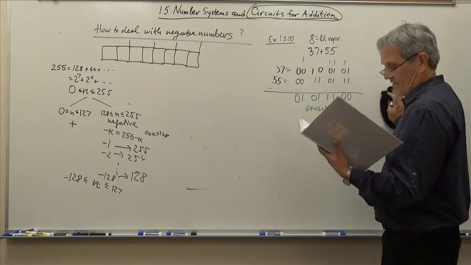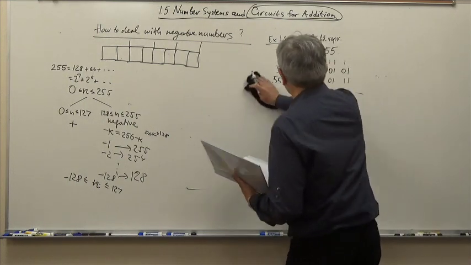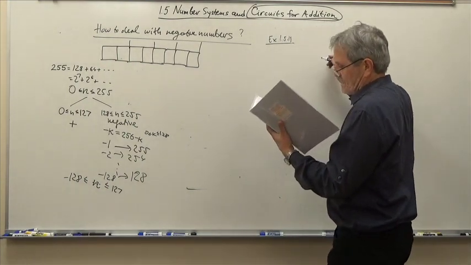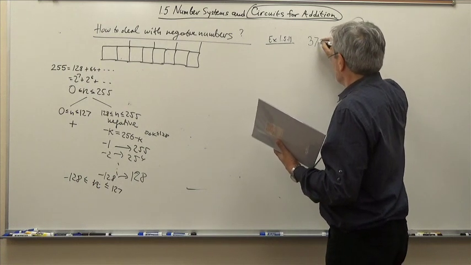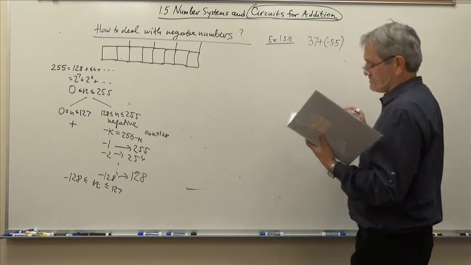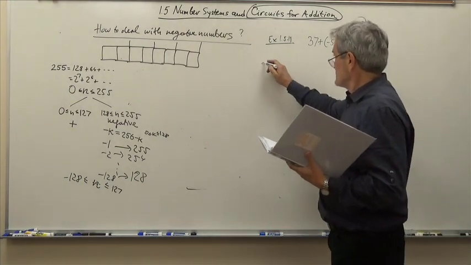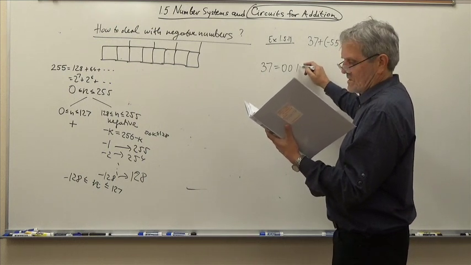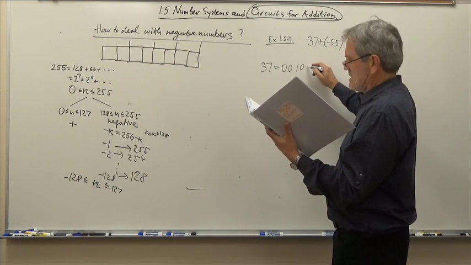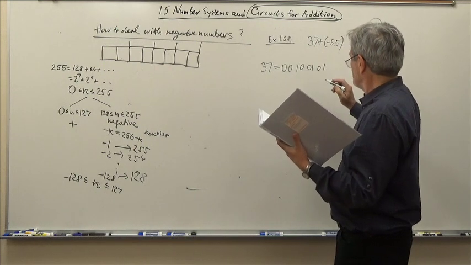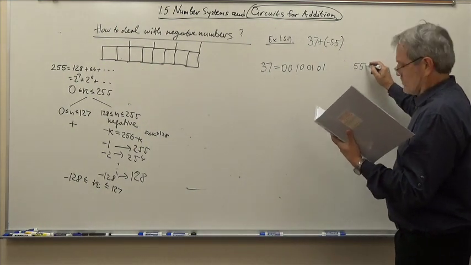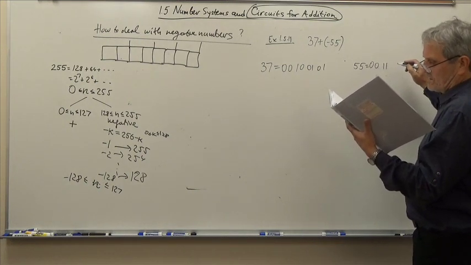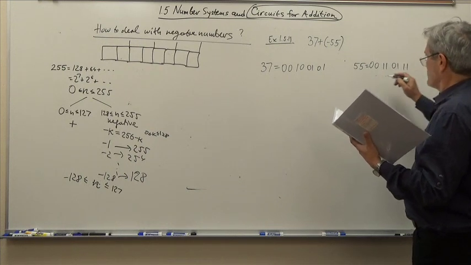Example 1511. I better erase this. Okay. So in 1511, I want to add 37 plus negative 55. I still use 37 the way it was a minute ago, because it's the same number, 00100101. Now 55 we had a minute ago as well, 00110111. That's in base 2.